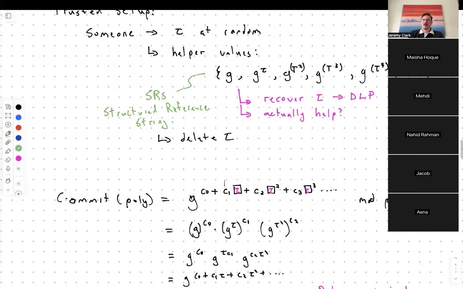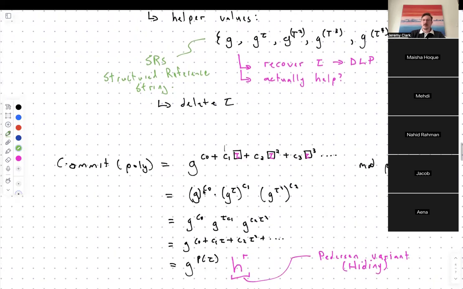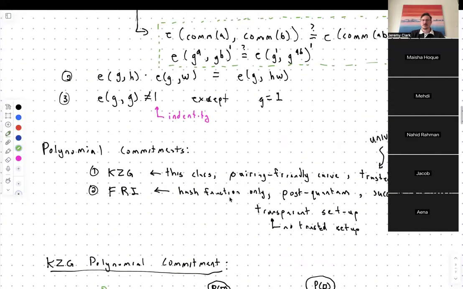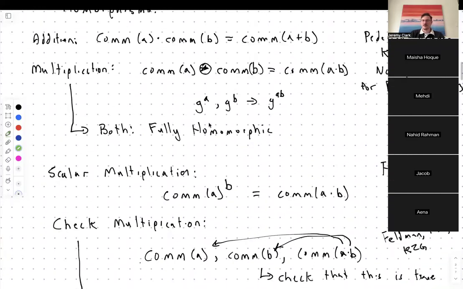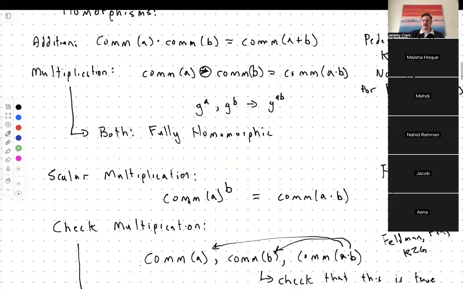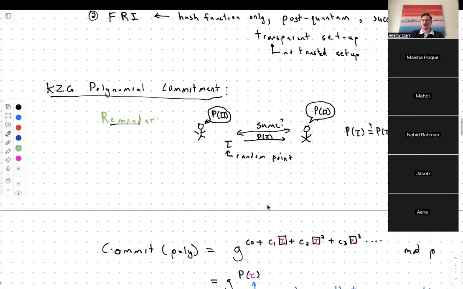And if I publish them, then what I can do is take these values, exponentiate my coefficients in, and end up with C0 plus C1 tau plus C2 tau squared, even though I don't know what tau is. And the reason I'm able to do that is because of these homomorphic properties. So that if I have a commitment to A and I raise it to the power of B, I get a commitment to A times B.